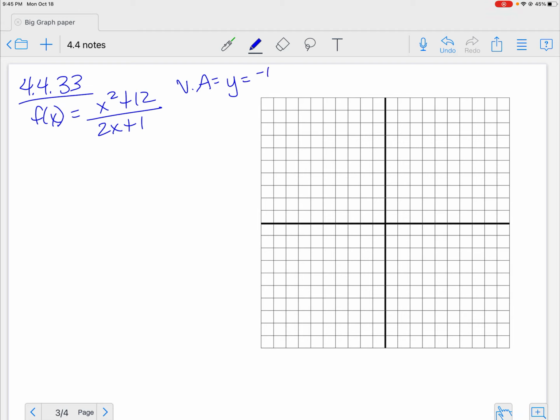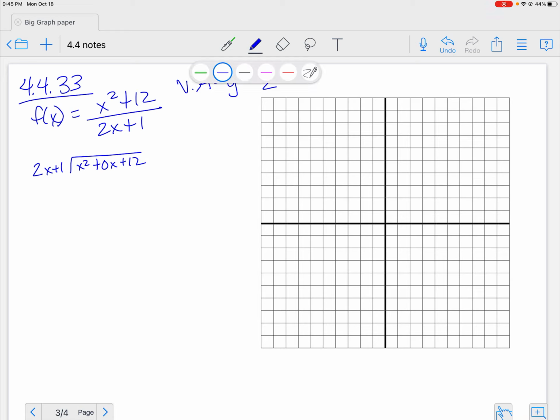We set that denominator equal to 0 and you get x is equal to -1/2 because that's obvious. But with your slant asymptote and the fact that I have a coefficient in front of my 2 here, you have to do long division. So I've got 2x plus 1 dividing into x squared plus 0x plus 12. You want to put that placeholder in there just to make it easier.